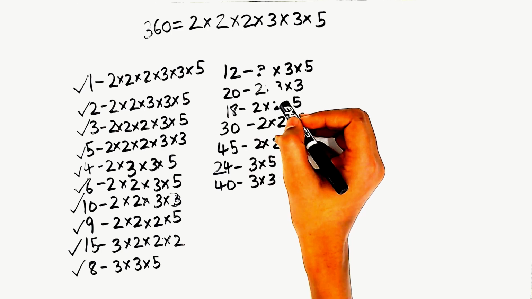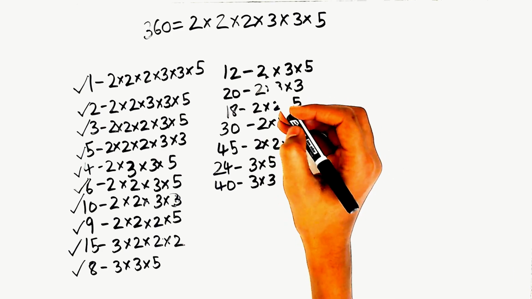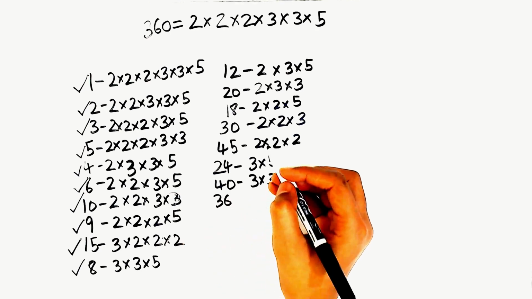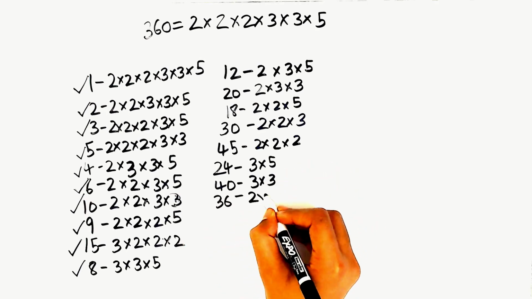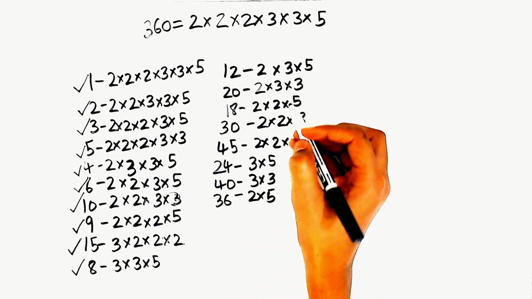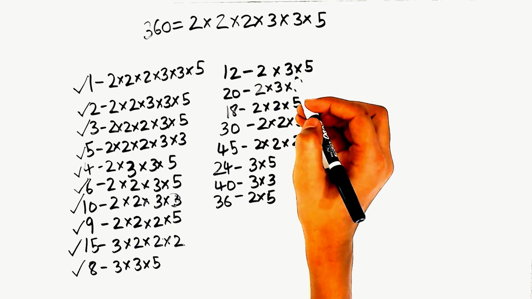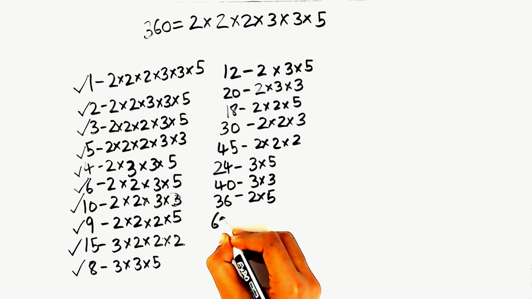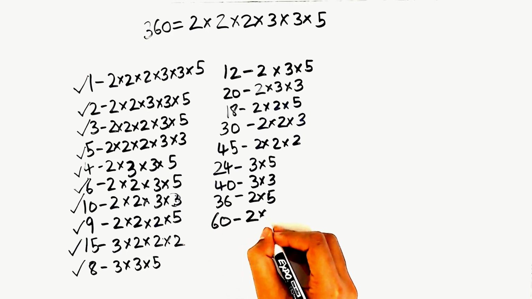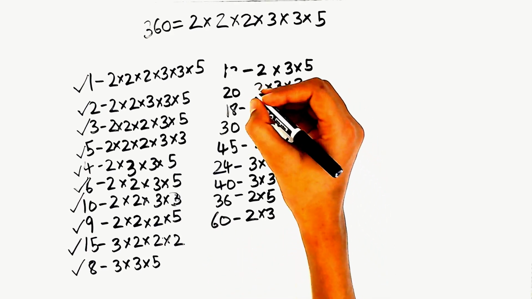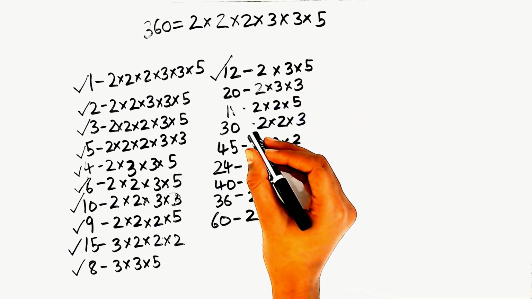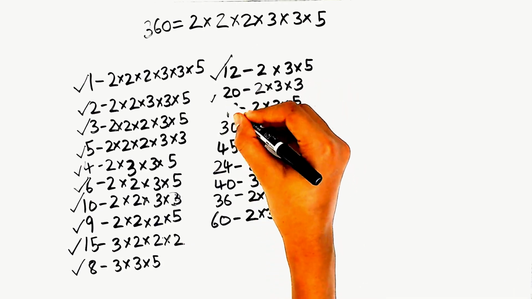Now 12 times 2, that's 24. We already have that. 12 times 3, 36. We don't have that. So 2 times 5. And now 12 times 5 is 60. So 60, so 2 times 3. So we're done with 12. 20 times 2 is 40. And 20 times 3 is 60. So we're done with 20.